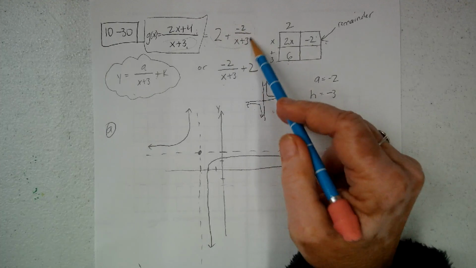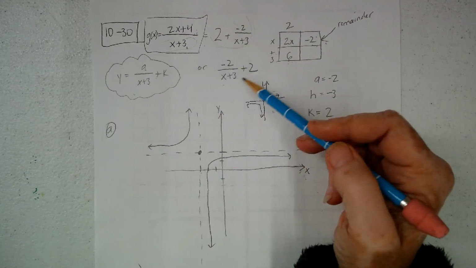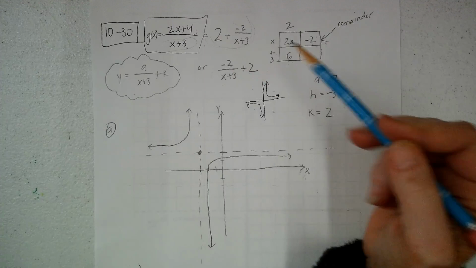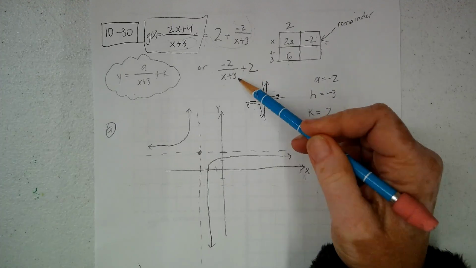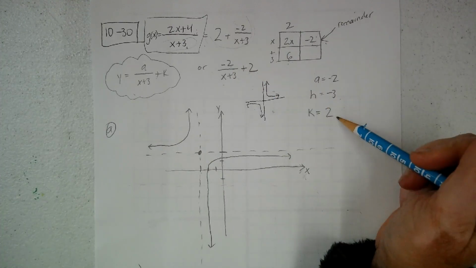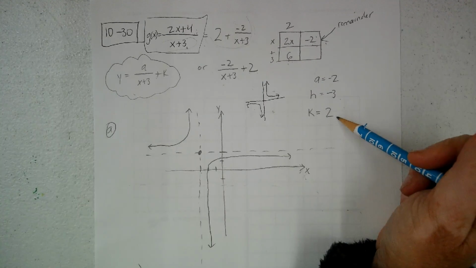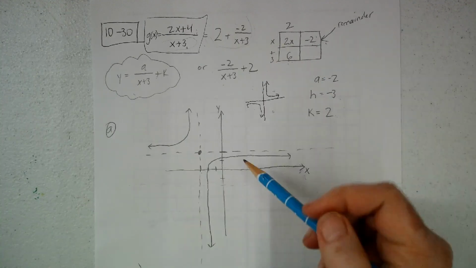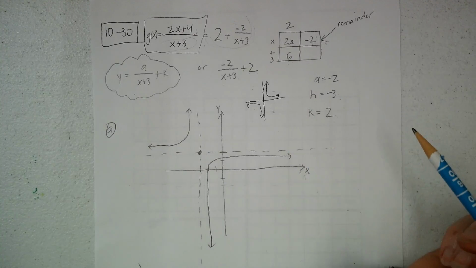So you kind of get something like this. If you rearrange it a little bit, then you can find out that a is -2, h is -3, and k is 2. And then you can find the center by h comma k. So that's -3 comma 2.